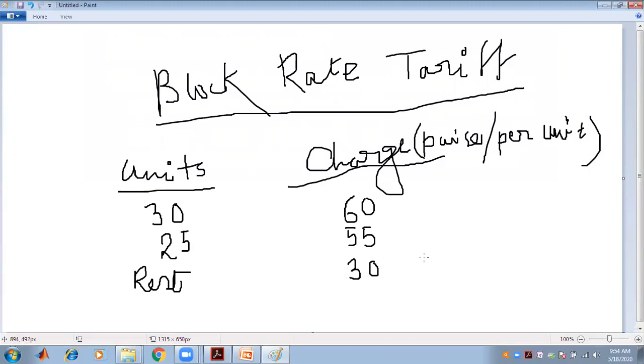So a consumer has consumed 60 units. For the first 30 units we have to pay 60 paisa per unit. Second, from 31 to 55 units, that is the second 25 units, he or she has to pay 55 paisa per unit, and for the remaining 5 units, he or she has to pay 30 paisa per unit. This is the basic idea of the block rate tariff.